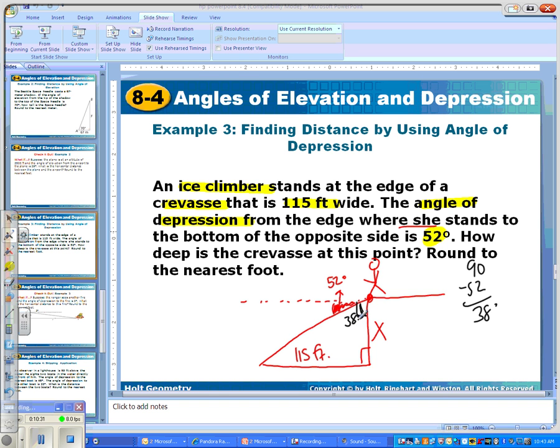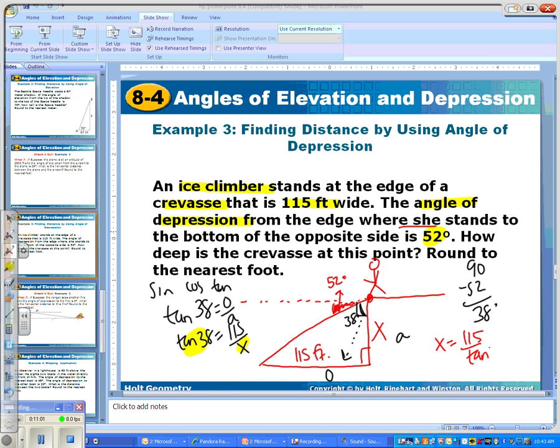So again, we have to think, are we going to use sine, cosine, or tangent? Well, wouldn't you know it, we have the opposite side and we have the adjacent side again. So we're going to use tan again. So tan of 38 equals opposite over adjacent. Tan of 38 equals 115 over x. We swoop them since x is in the denominator. And you have x equals 115 over tan 38.